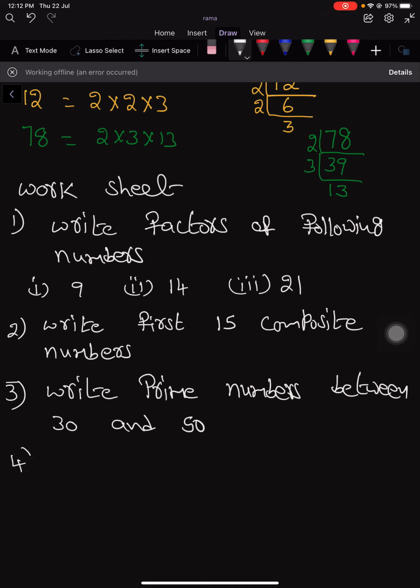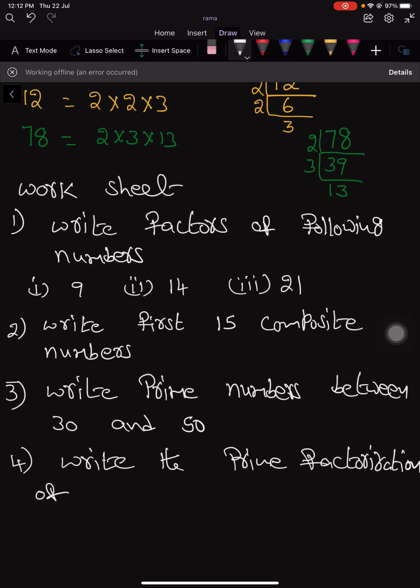4. Write the prime factorization of 1) 16, 2) 28, 3) 36. Okay, children, you can solve the worksheet and send it to my number.